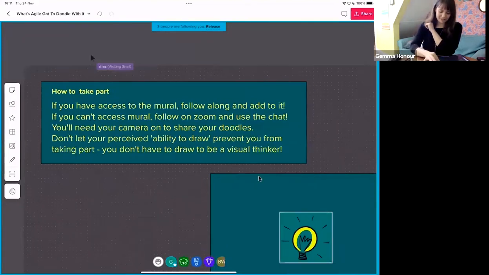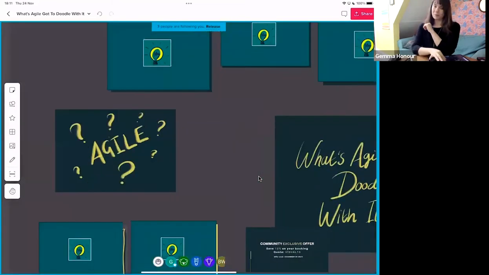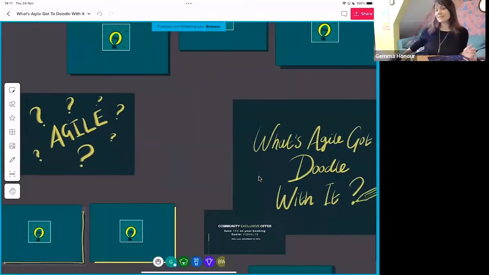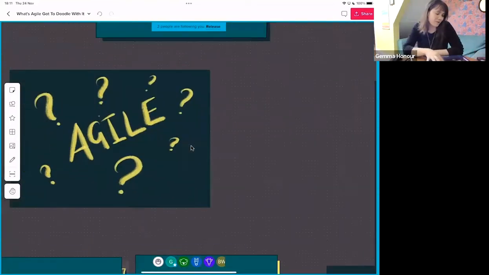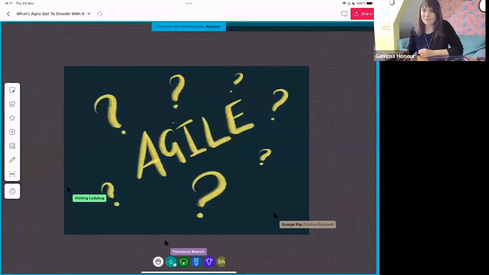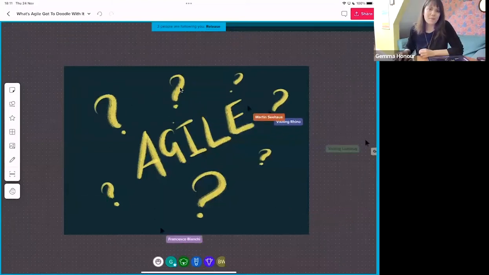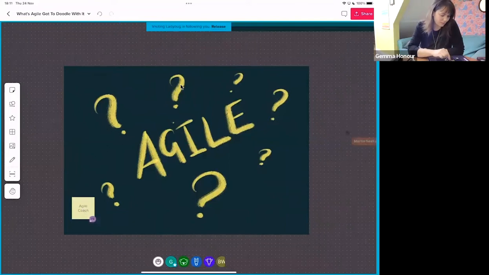First of all, a little bit about me and why I put this talk together. As Charlie kindly announced, I am an Agile coach, and I'm interested to find out a little bit about you. If you are on the mural, let me know what Agile roles are in the room. And if you are not on the mural, then do just pop that information into the chat.